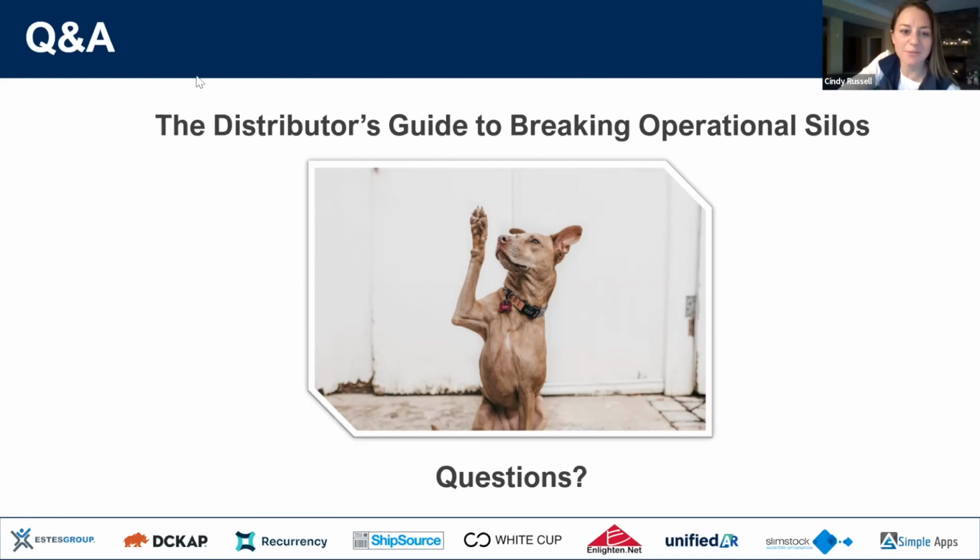All right, I've got one last one for you. How does DCKAP handle performance concerns with API integrations, especially in high transaction environments?